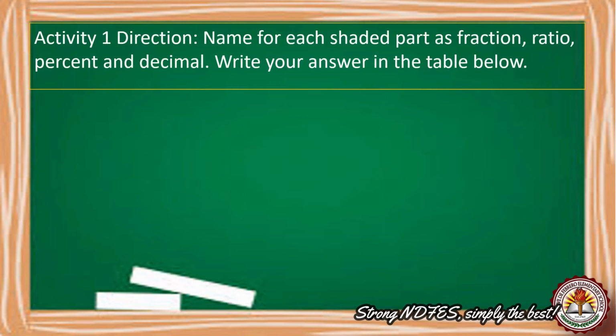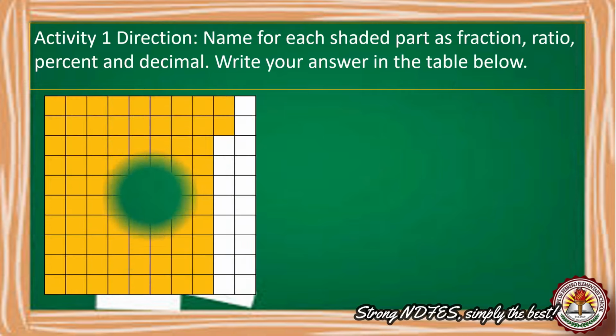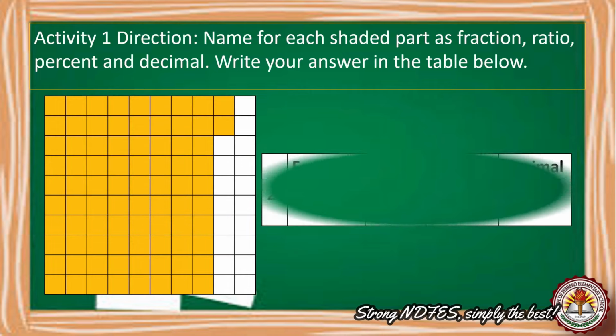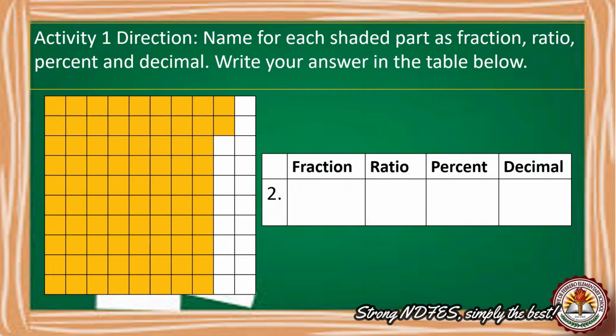Okay, children, let us have number 2 for activity number 1. The same direction. Name for each shaded part as fraction, ratio, percent, and decimal. Write your answer in the table below. This is our model. Children, this time I will give you only 5 seconds. So again, the direction, write the shaded part in fraction, ratio, percent, and decimal. So for the first column, write in fraction. 5 seconds. Time starts now.